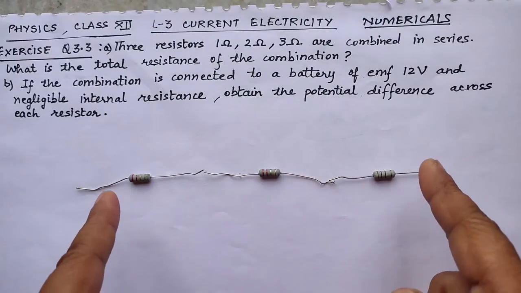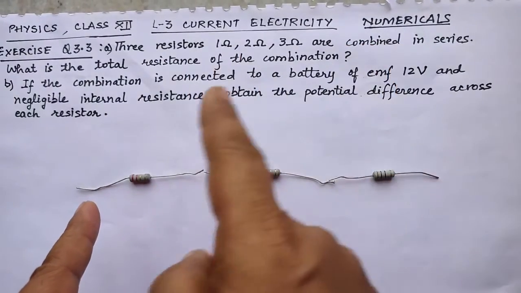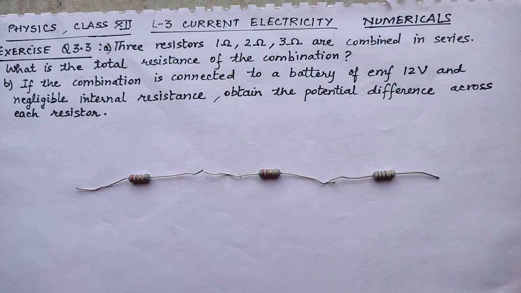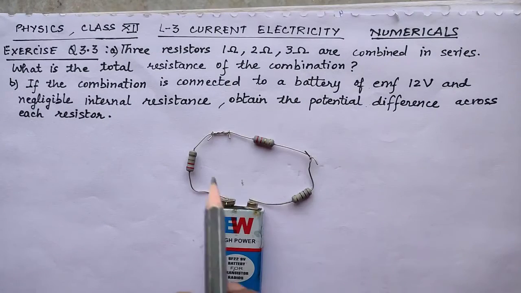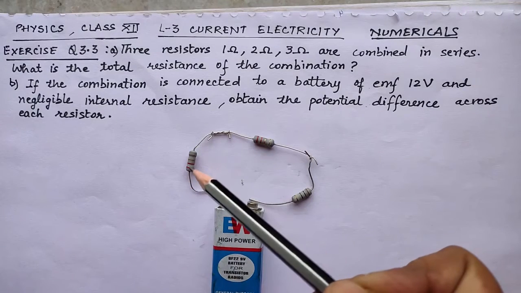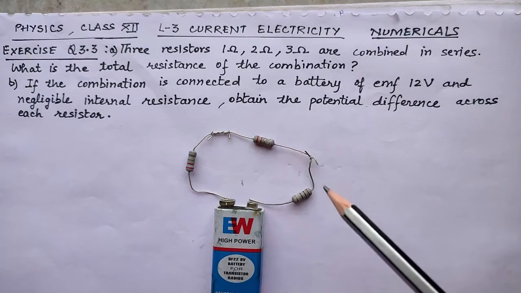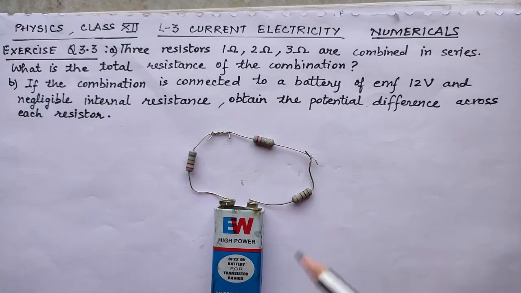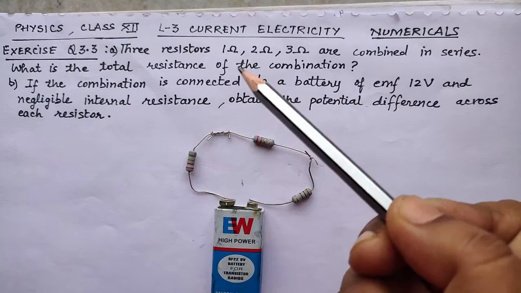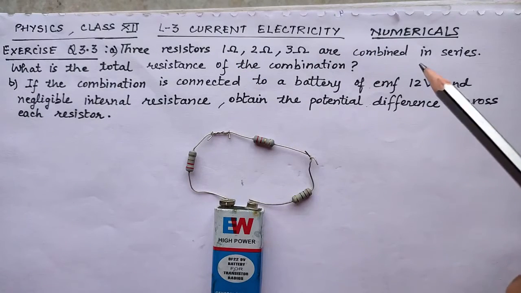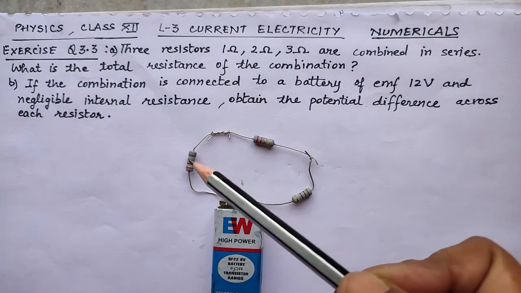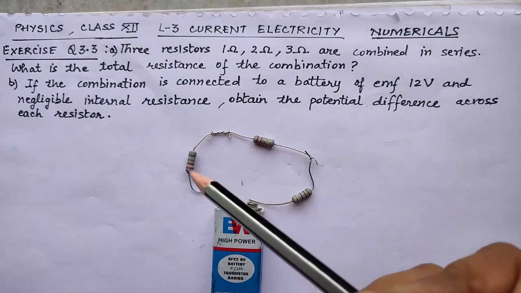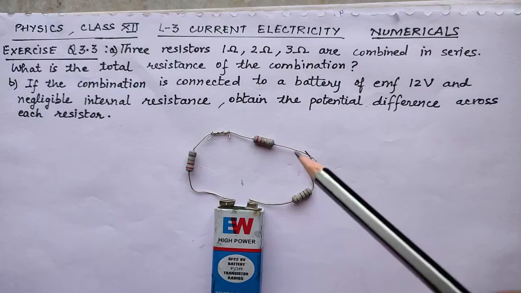This is the question. 3 resistors are connected in series. What is the total effective resistance of the combination? So it is something like this. This is one resistor, another resistor, and of course the values are different, but it is just a symbolic diagram of the given question. 3 resistors are combined in series. This is one resistor, this is second, and this is third. And you're asked what is the total resistance of the combination.